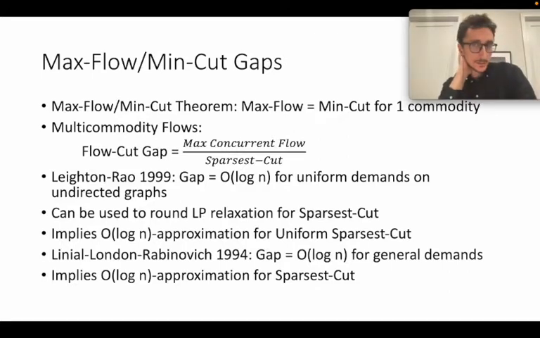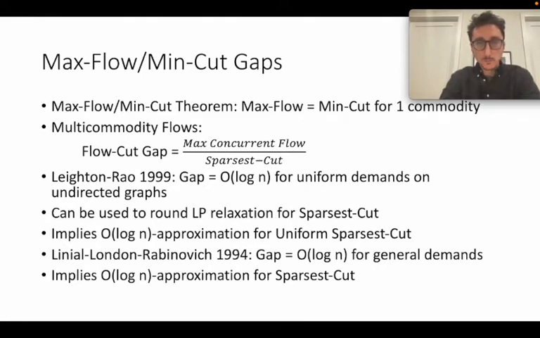Now, this parameter has been studied extensively within computer science. It has a lot of applications in the theory of graph partitioning algorithms, and consequently in the theory of divide and conquer algorithms for graph problems. One important seminal result is by Leighton and Rao, who showed that the gap is logarithmic for the case of uniform demands, which is in fact tight for constant degree expanders.